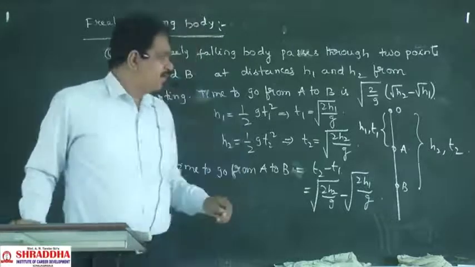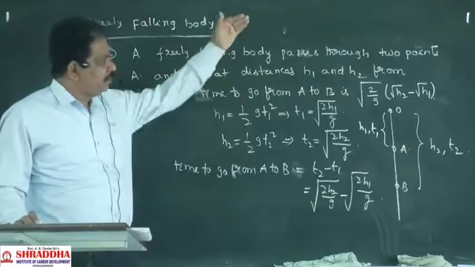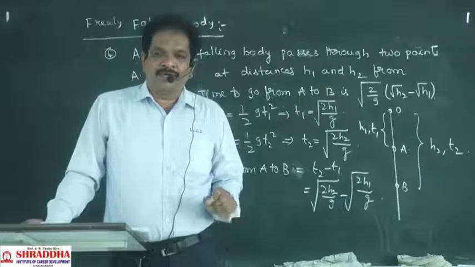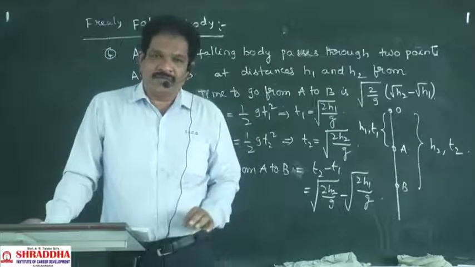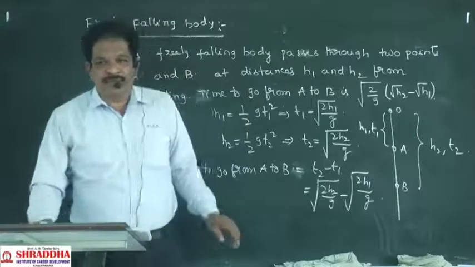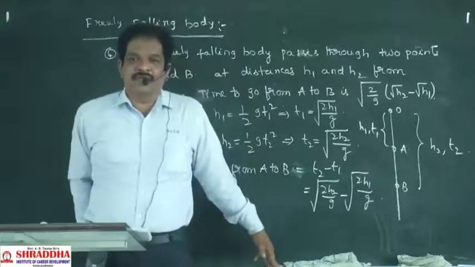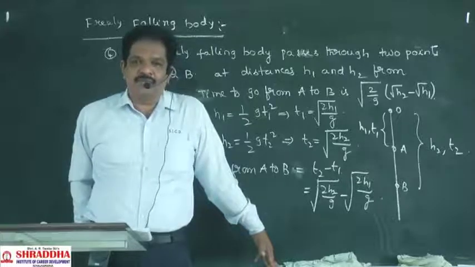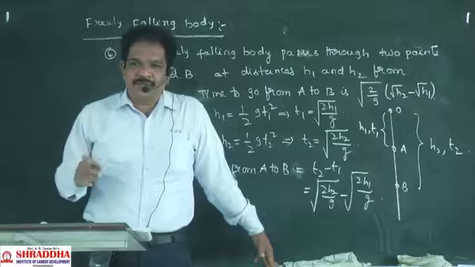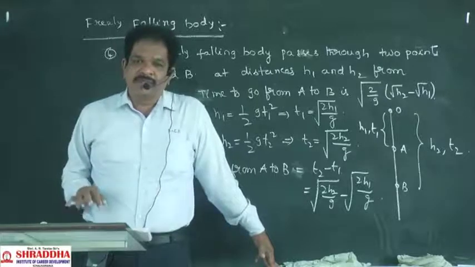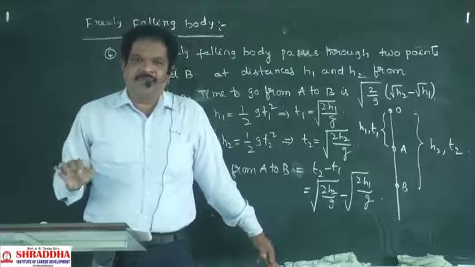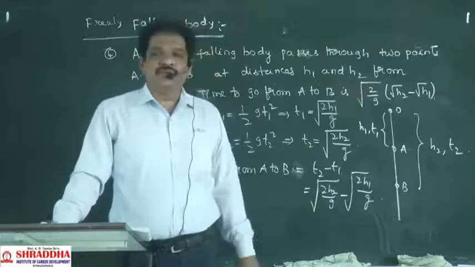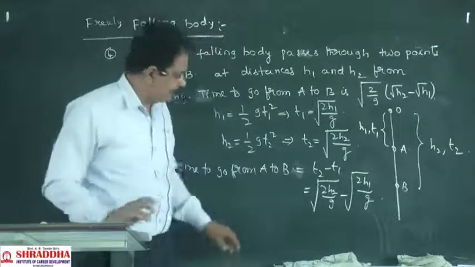Next, a body is freely falling up to the point A. From the starting it took time t1 to come to the point A, and to come to the point B it took time t2 from the starting. Then the distance between A and B will be h is equal to 1/2 g (t2 square minus t1 square). Then the time to come from A to B will be √(2/g) into (√h2 minus √h1).